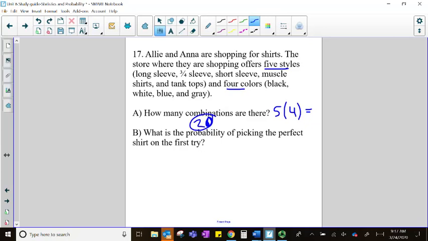Letter B. What is the probability of picking the perfect shirt on the first try? You have a 1 in 20 chance. Out of all the 20, that's only 1 chance.